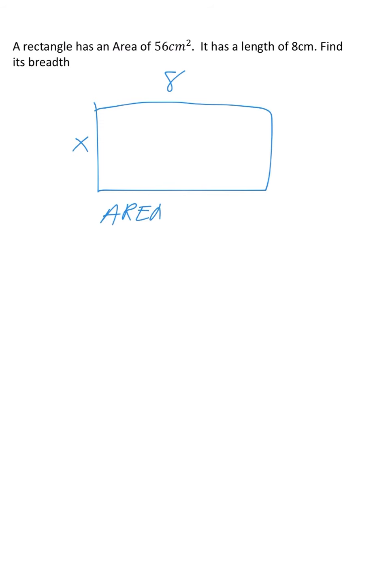Now, in a rectangle, we're told that the length is 8. We don't know what the breadth is, so I'm going to call that x. And then the area is 56 centimeters squared. Now, you should know the formula for the area of a rectangle, which is just length by breadth. So that means all you need to do is multiply the sides. So 8 times x would be 8x, and that's equivalent to 56.